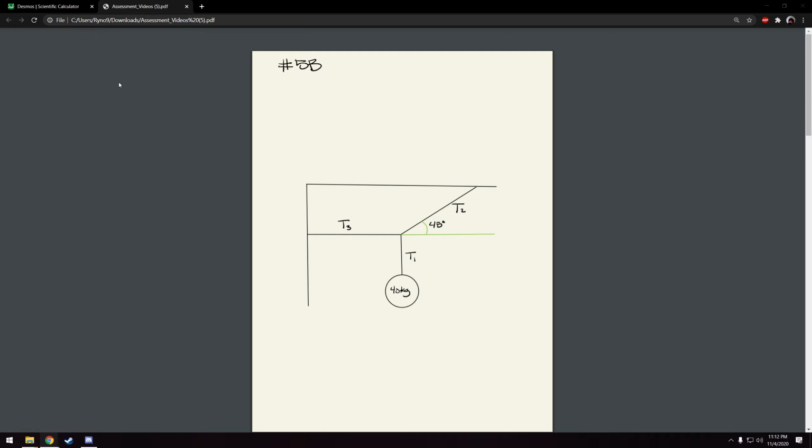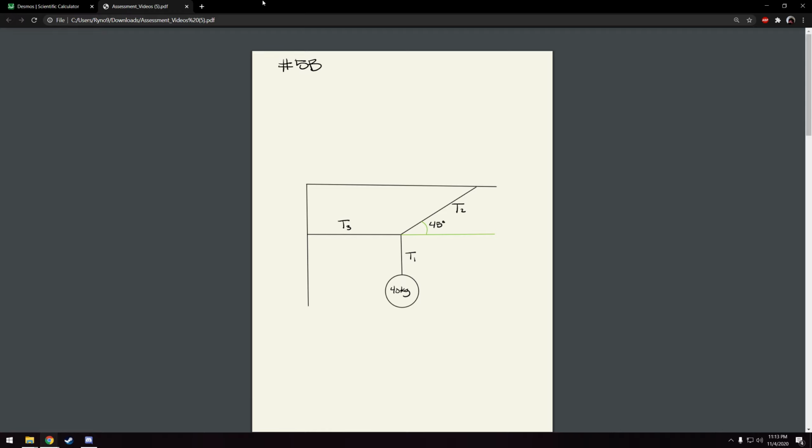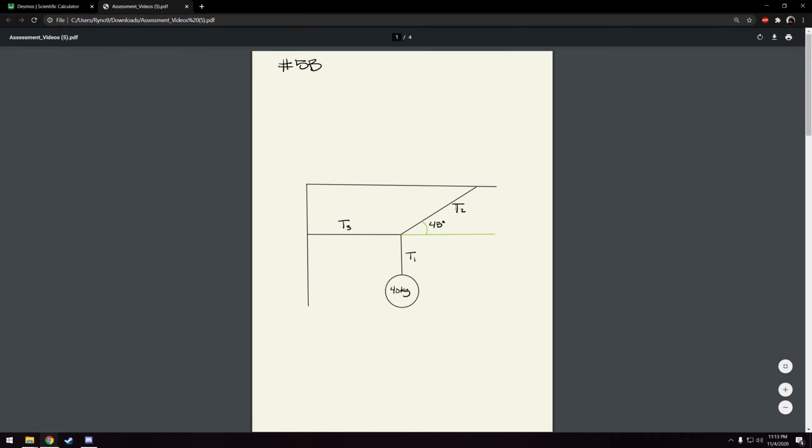So today what we are going to be doing is this problem right here, which is we have a 40 kilogram ball that's hanging from this rope from two other ropes shown here. One rope is tied to the wall and parallel with the ground, that's T3, and the other is tied to a ceiling and angled 45 degrees from the horizontal. And we have to find the tensions in each rope.